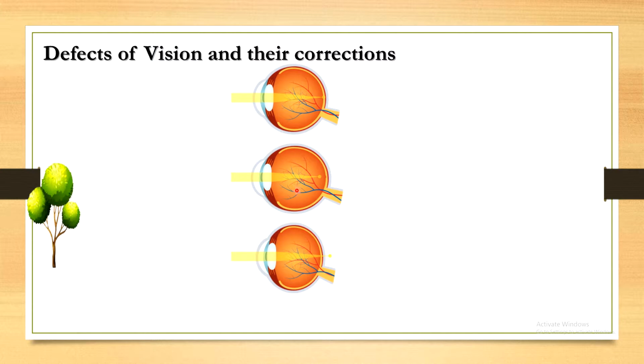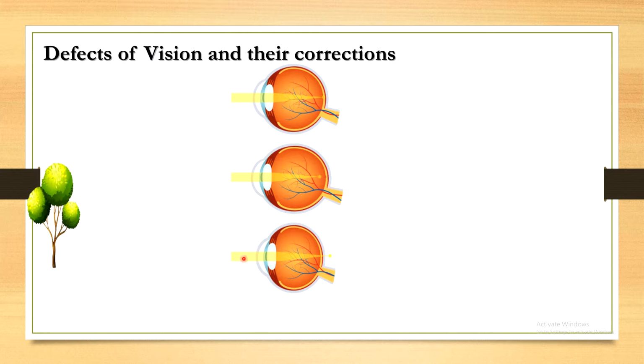Here you can observe three figures of the eyeball. In the first figure, if light enters, it forms an image on the retina, so here is the focus. But in the second figure, the light enters and converges in front of the retina, that means not on the retina but just in front of it. That means the image is not formed on the screen.